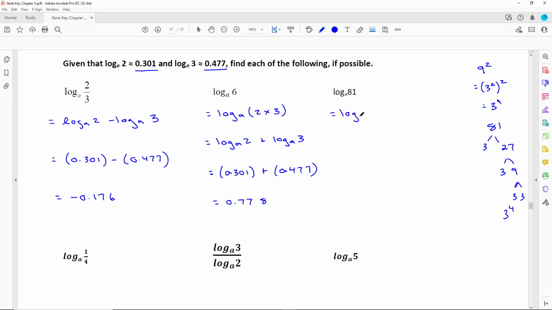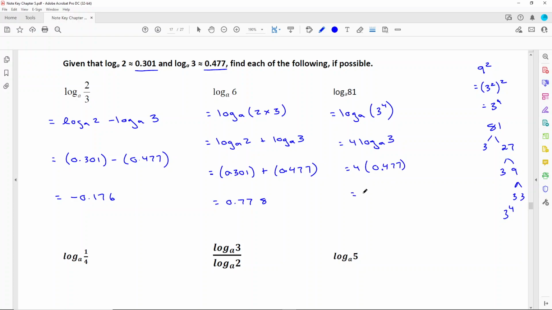We could write this as log to the base a of 3 to the exponent 4. Now I can use my power rule to write this as the product of 4 times log to the base a of 3. And now I can replace log to the base a of 3 with decimal 0.477.